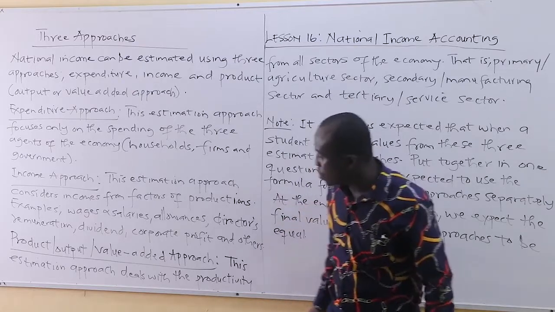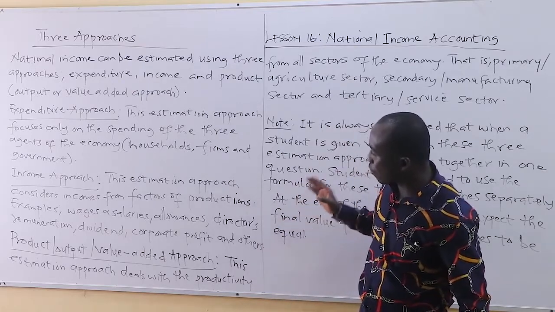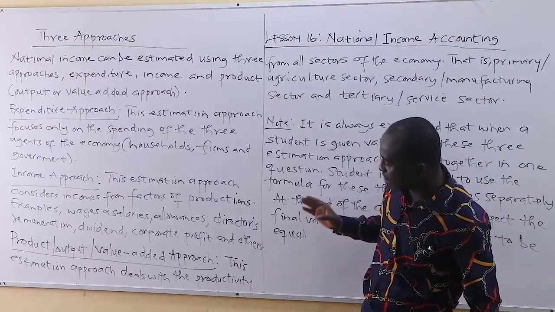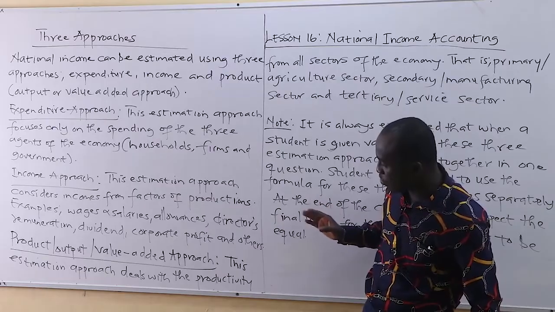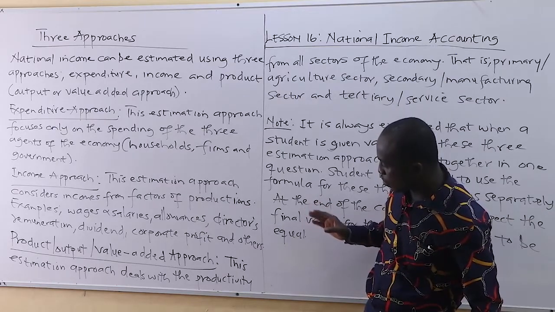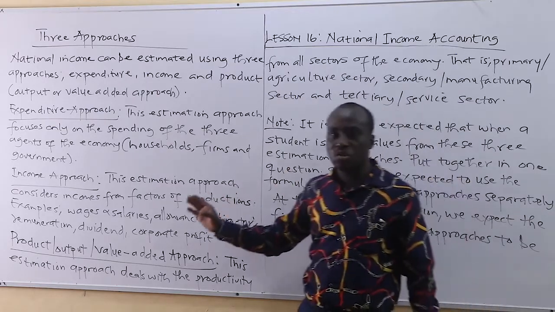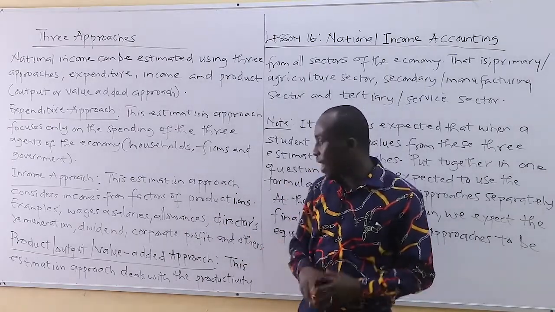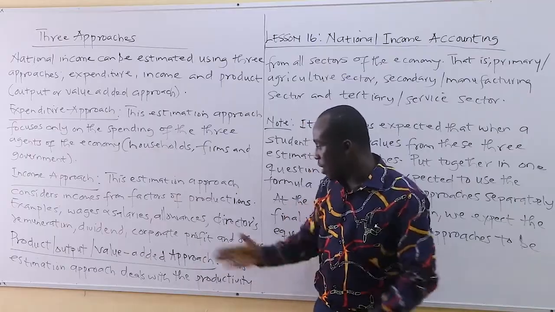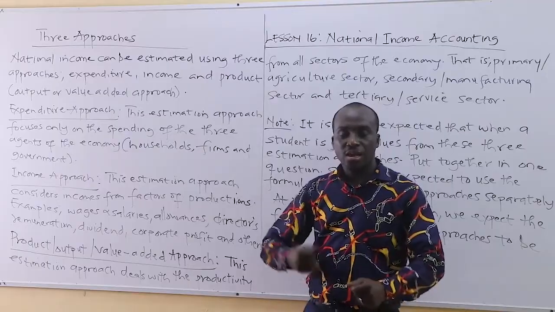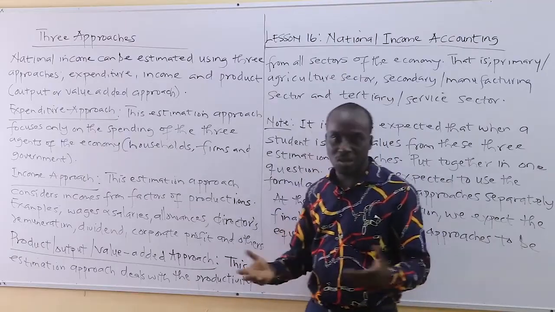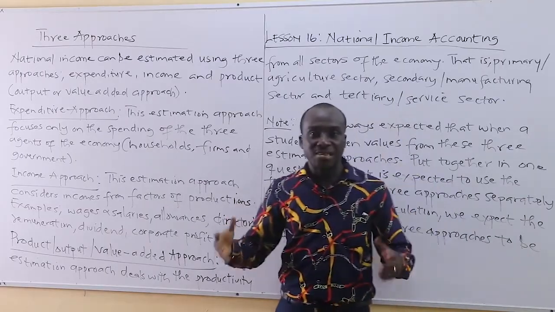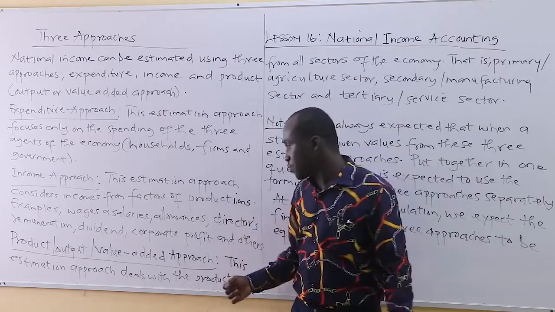What about the income approach? This estimation approach considers incomes from factors of production. Examples are wages and salaries, allowances, directors' remuneration, dividend, corporate profit, and others. So with the income approach, you look at incomes earned. What are incomes earned? Money earned, like wages and salaries. Allowances, you know, when you earn, every month they give you some allowances, some money you keep on yourself outside your salary. Directors' remuneration, managers, their salaries and allowances.